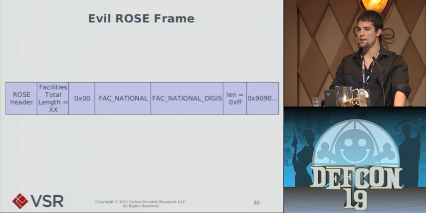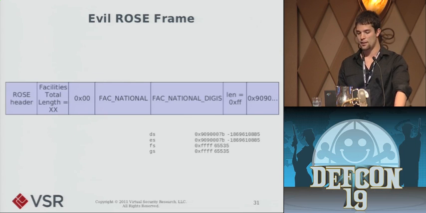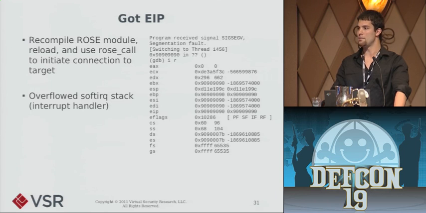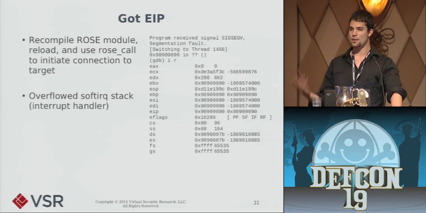And then this length value, which we're setting to 0xFF, which is 255, which is more than enough to cause the overflow, and then a bunch of 0x90s. And so you recompile your module, and then you make a connection to your vulnerable host, and it causes a stack overflow on the soft IRQ stack, which is an interrupt handler that's receiving this data. You can see in the debugger, on our host we've overwritten the saved return address on the stack, and then when that vulnerable function returned, it returned to all 0x90s, which is the value that we put there. So now we control the instruction pointer.